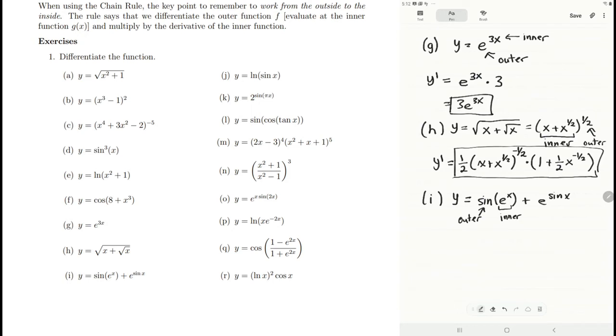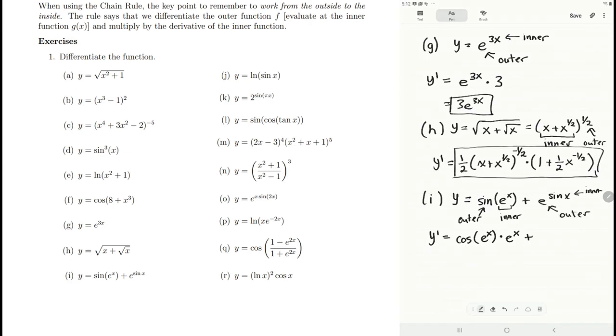Now in the second term, the inner function is going to be the sine of x, and the outer function is the e. And so applying the chain rule, we take the derivative of the outer function. So the derivative of sine is cos. We leave the inner function unchanged, and then we multiply by the derivative of the inner. So the derivative of e to the x is e to the x.